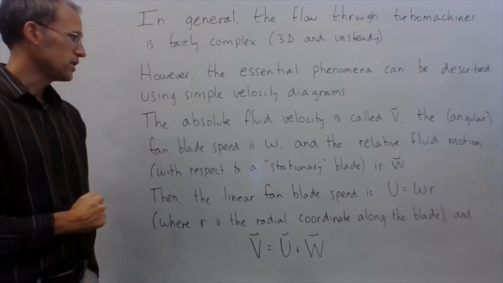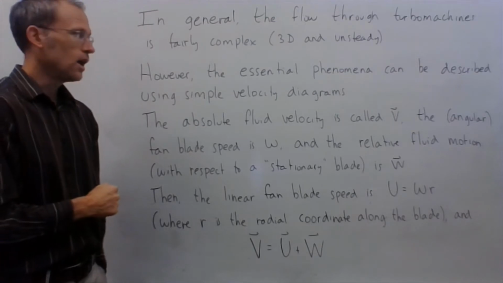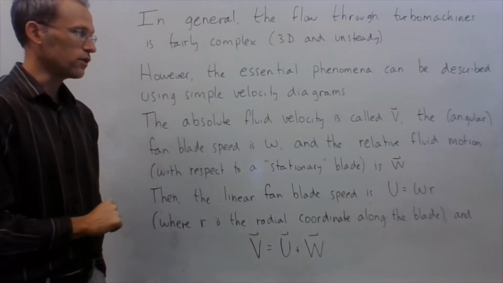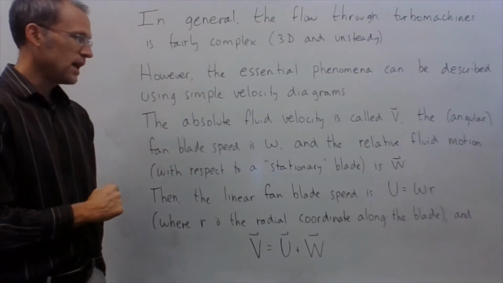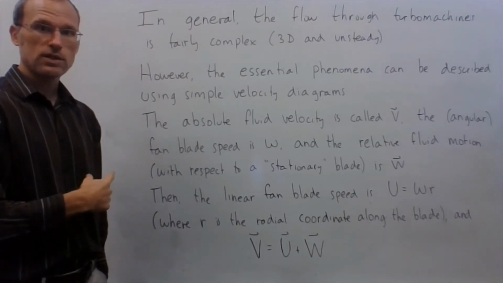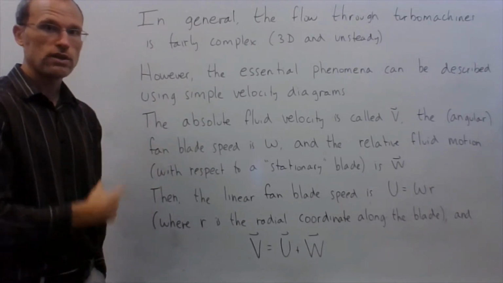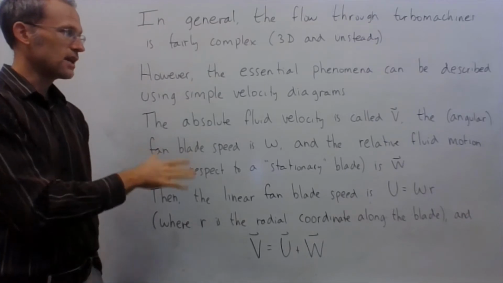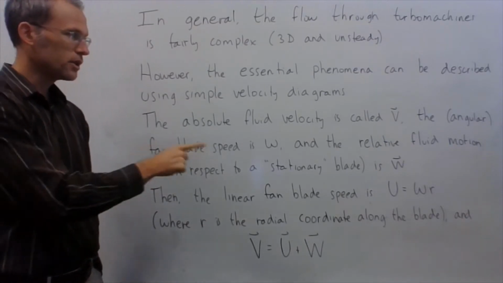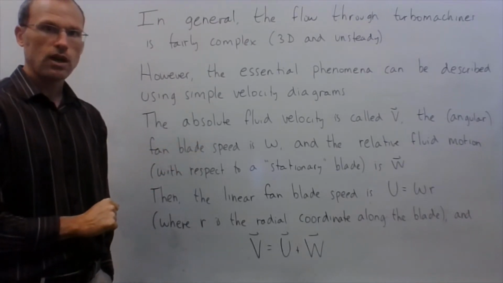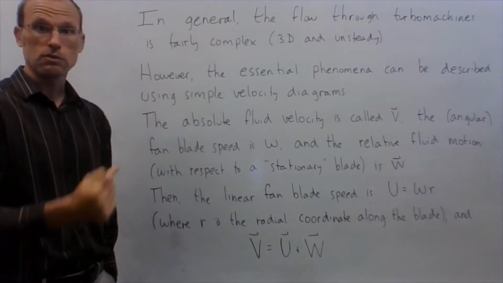So just looking at which way the velocities go in and out of the pump or turbo machine in general. So we have some notation. The absolute fluid velocity is V, so that's whichever way the fluid is going. Have some angular fan blade speed, so that's my pump or turbo machine turning around. Those blades have some motion. And then W is the relative motion of the fluid relative to those blades.